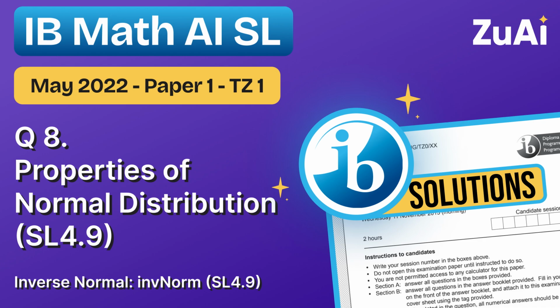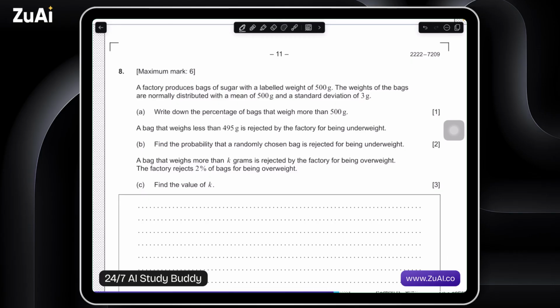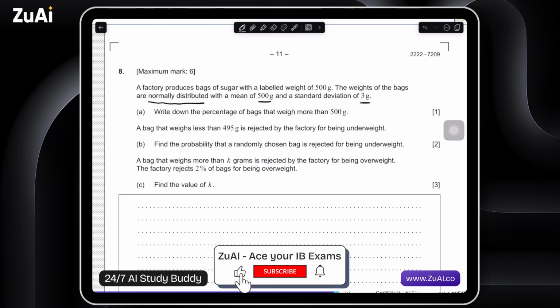So I think this is actually quite a challenging paper. Question 8. A factory produces bags of sugar with a labeled weight of 500 grams. The weights of the bags are normally distributed with a mean of 500 grams and a standard deviation of 3 grams. So already we kind of know we're in the realm of normal distribution. Write down the percentage of the bags that weigh more than 500 grams. So one mark question here.